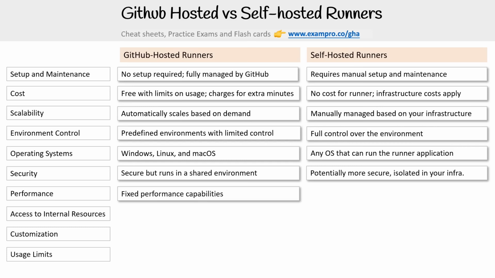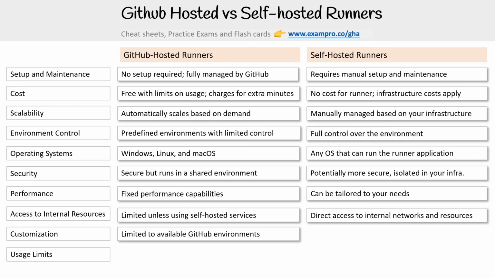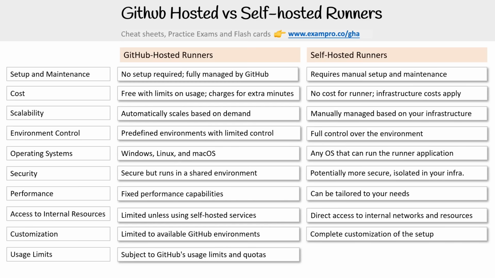Performance, fixed performance capabilities for GitHub hosted, and for self-hosted, it's whatever you choose it to be. GitHub hosted runners, access to internal resources, limited unless using self-hosted services. If it's self-hosted, it's in your network. You can do whatever you want. Customization is limited in the GitHub environments for GitHub hosted runners. For self-hosted, you can do whatever you want. Usage limits, there are limits and quotas. And then again, self-hosted, anything you want. So hopefully that makes it clear. Self-hosted is do what you want for the most part. Okay?